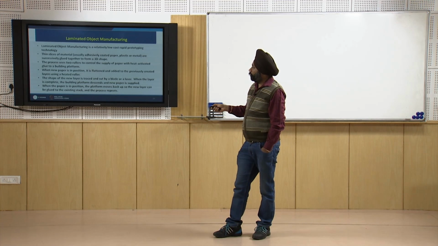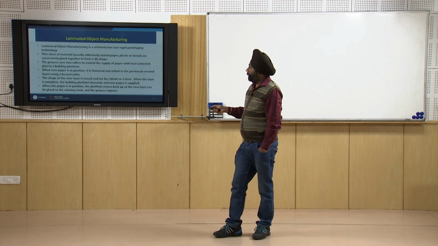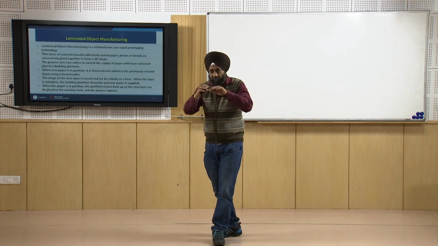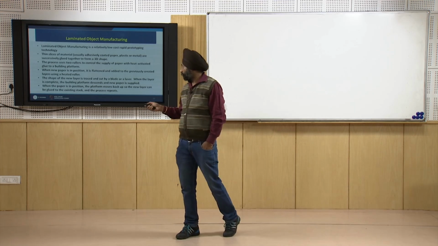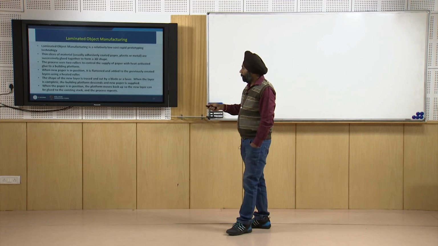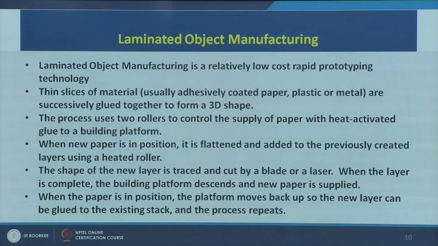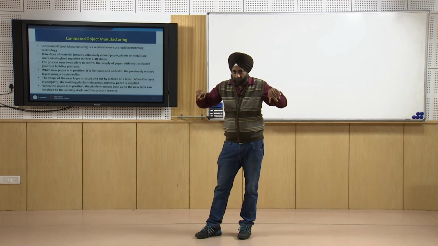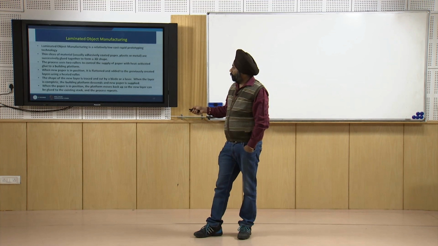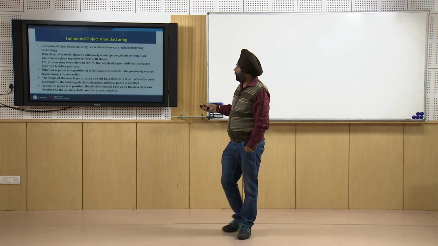The process uses two rollers to control the supply of paper with heat activated glue to a building platform. So again, in all cases there is a building platform on which the raw material will be supplied. In this case it will be supplied with the help of two rollers. When a new paper is in position, it is flattened and added to the previously created layers using a heated roller. So the heated roller will ensure that one layer sticks to the other layer. Then we have to cut the desired portion. The shape of the new layer is traced and cut by a blade or a laser.